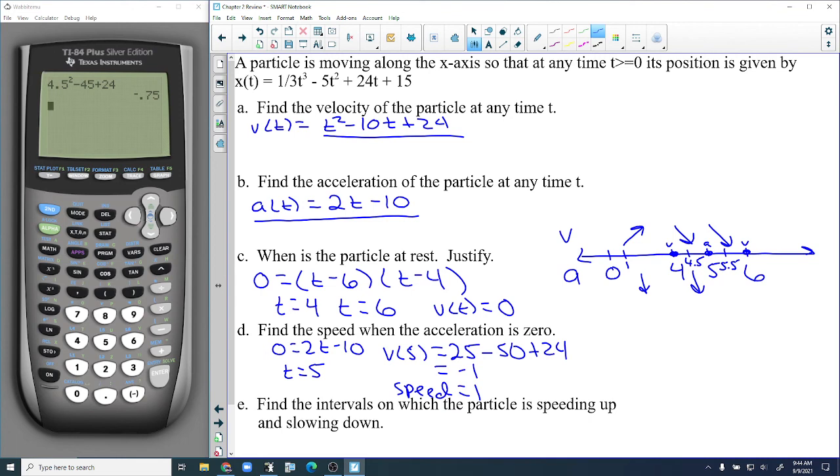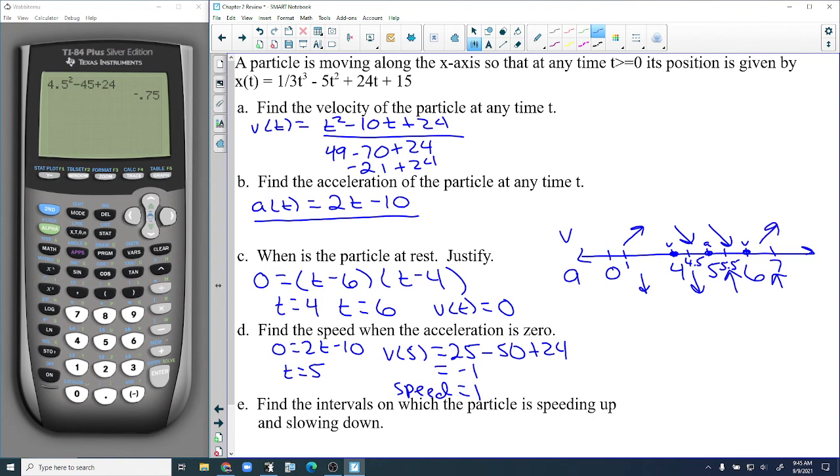So 5.5, that's 11 minus 10. Now your acceleration is positive. And finally over here, the acceleration is not going to change over 6, but the velocity can change over 6. So if I plug 7 in, 49 minus 70 plus 24, that's negative 21 plus 24, that's positive 3. So now velocity is positive.